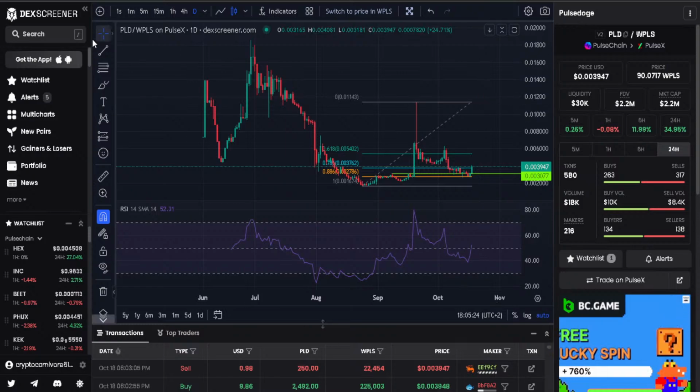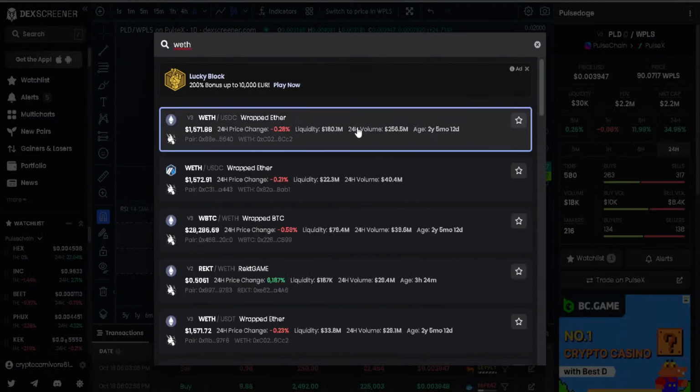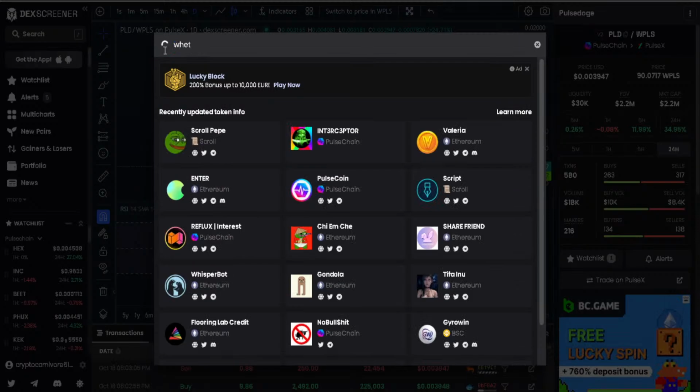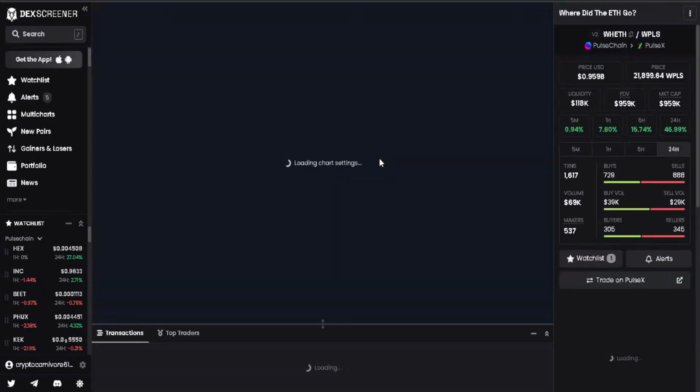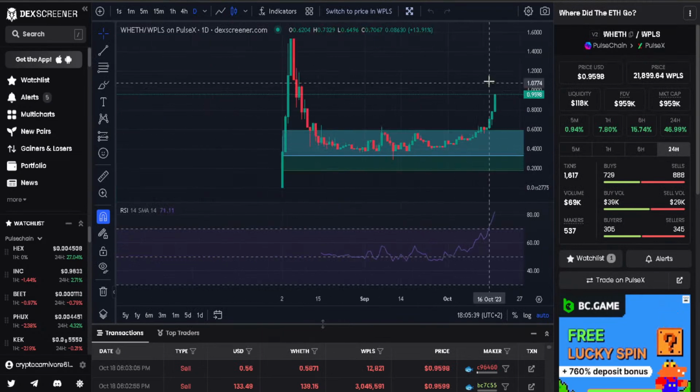And PLD not really. Where did the ETH go? Has already kind of... Is it WHDH? Yeah. Where did the ETH go? This is also going to be having a farm. But you can see this is gone, right?